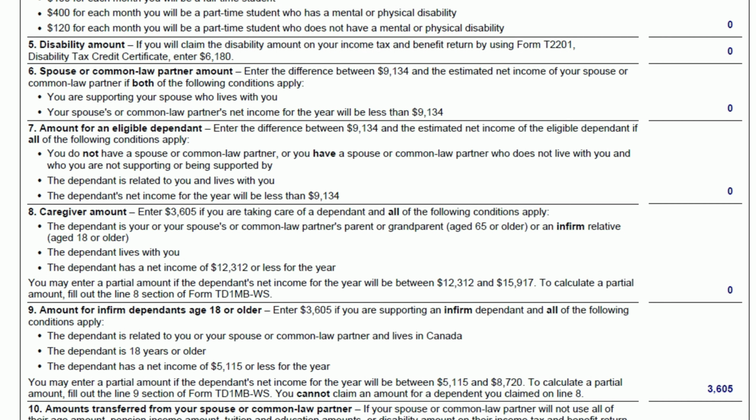The dependent has net income of 5,115. So if it is less than this, in that case, you will enter this amount. If they have an income more than 8,720, you will enter 0. And if they have between 5,115 and 8,720, you will use the worksheet.